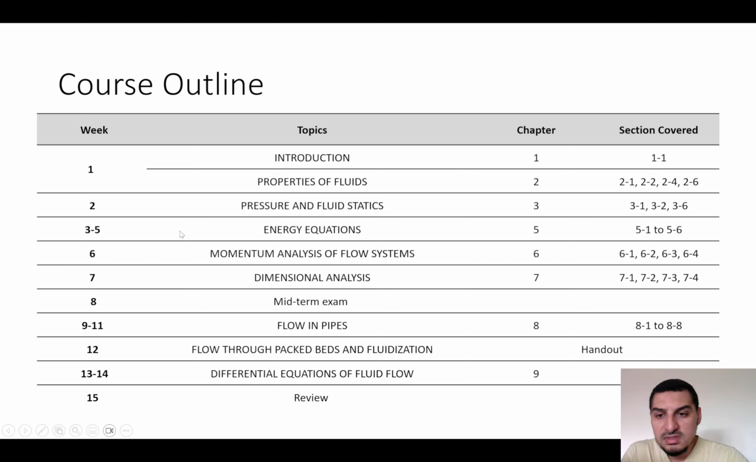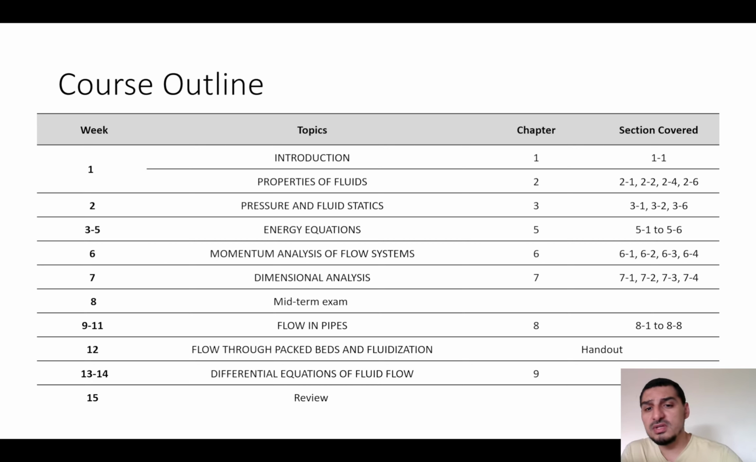The rest of the course, starting chapter 5 all the way to chapter 9, is all discussing fluid dynamics, which means discussing the fluids in the state of motion. And fluid motion is a very complicated issue, so that's why we take a lot of time discussing it and see how we can understand it, how we can describe it using equations. So this is a topic that takes a lot of time.